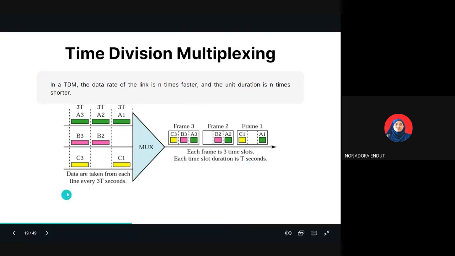Okay, so data are taken from each line every 3t seconds lah, sebab each time slot duration dia t. So since kita ada 3 time slot, kita ada 3t lah untuk satu frame. That's the duration for one frame. Okay, so bila kita nak tengok what is the frame rate tu, kita kena kira lah. Kita ambil setiap 3t, katalah 3 saat. Setiap 3 saat baca data yang baru daripada setiap sender.